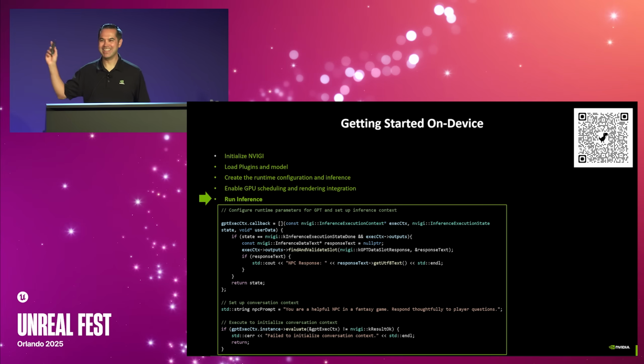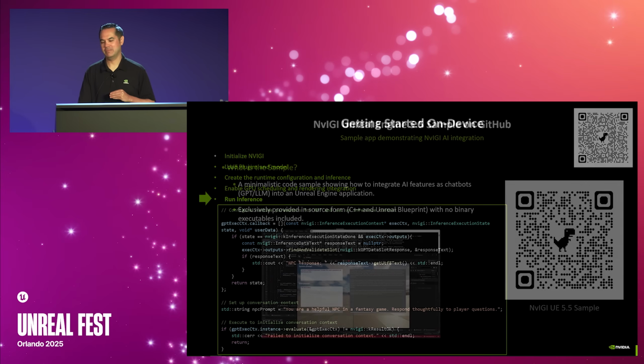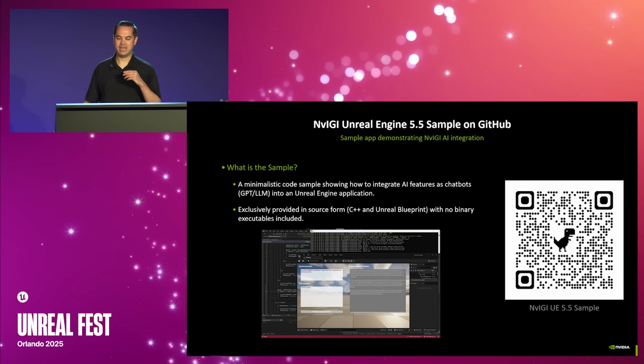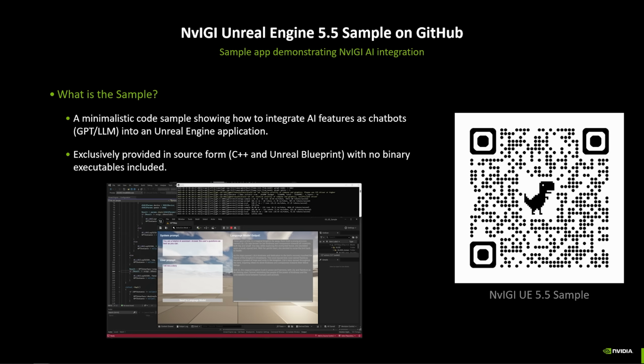So again, top right, this is our technical blog to get started, but you don't have to do this manually. Here is an out-of-the-box integration with Unreal Engine 5.5. This is available on NVIDIA GitHub. This is the QR code for that. Please check out this sample. This is a minimalistic code sample to show how to get IGI working with chatbots. In this case, we're using a small language model in an Unreal Engine application.